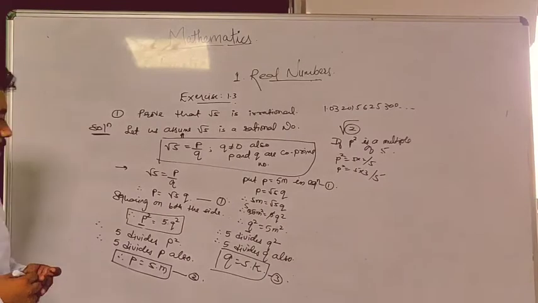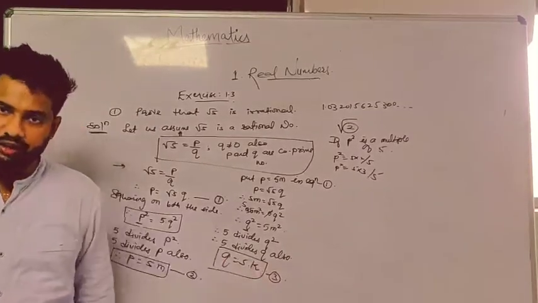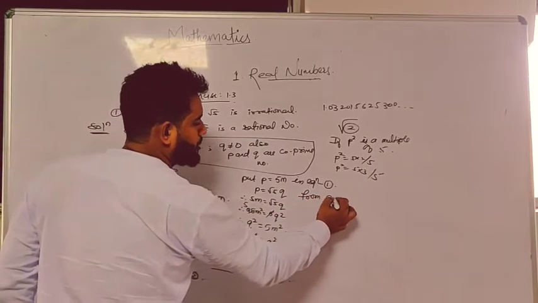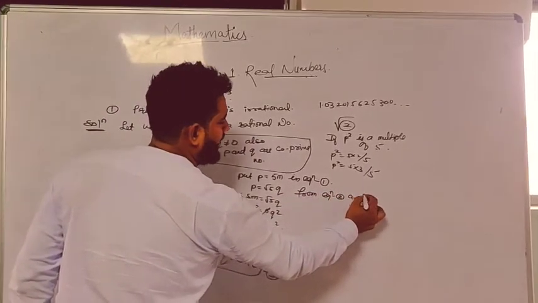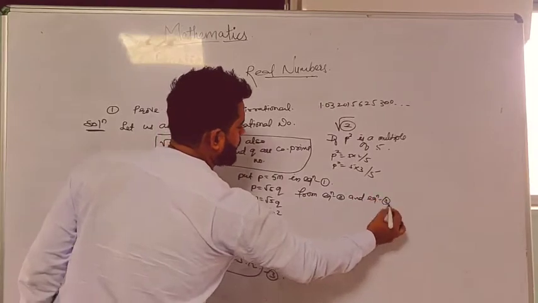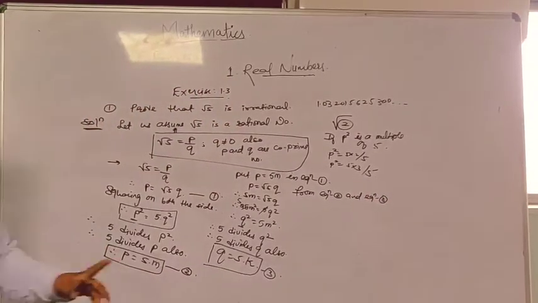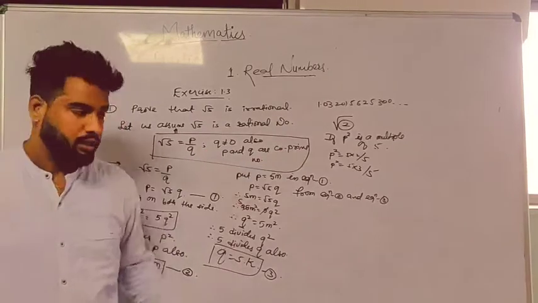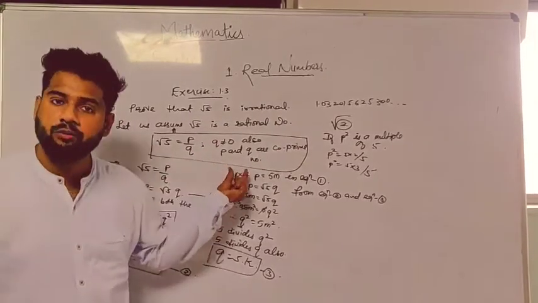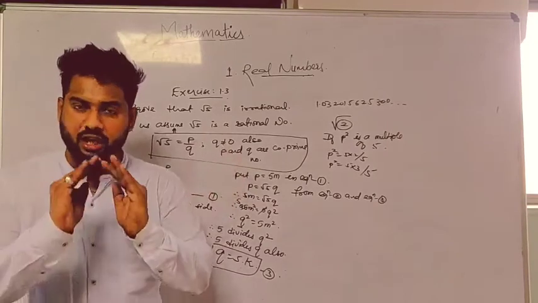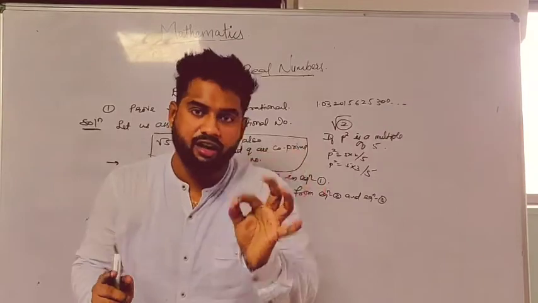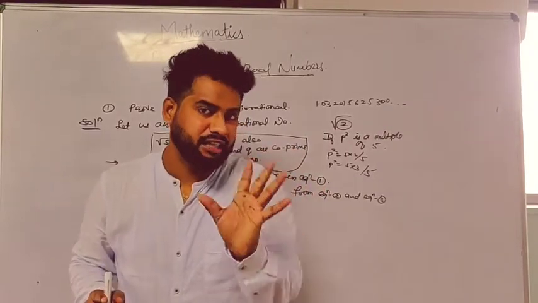Now you have to focus on equation number 2 and equation number 3. What are you observing from equation number 2 and 3? In the very beginning, you have assumed P and Q as co-prime numbers, which means they should not have any common factor other than 1.